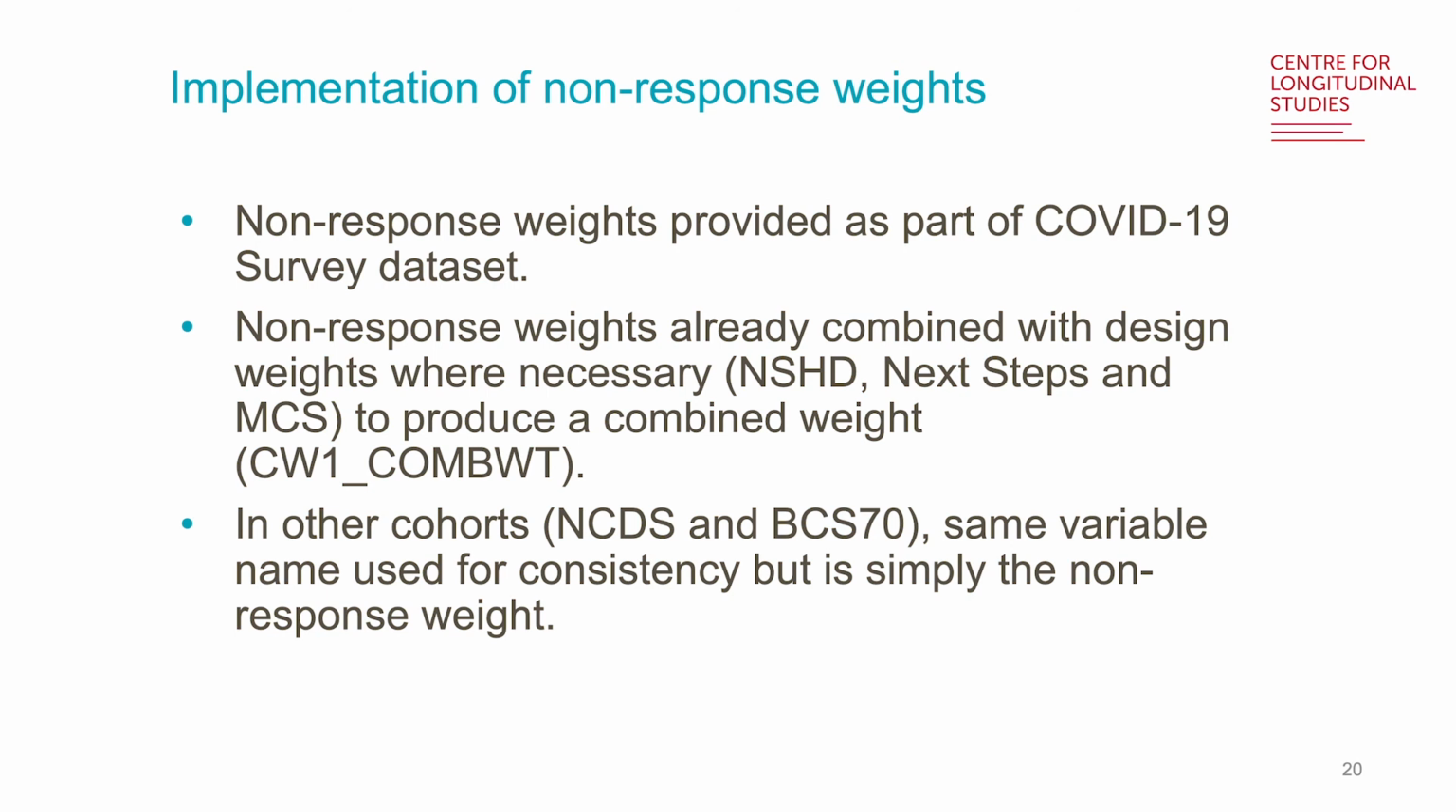So the variable name is CW1_comb weight. In the other two cohorts, so NCDS and BCS70, there isn't a design weight that needs to be taken into account, but we've used the same variable name for consistency. In this case, it's simply the non-response weight.